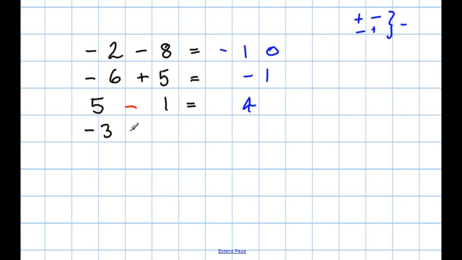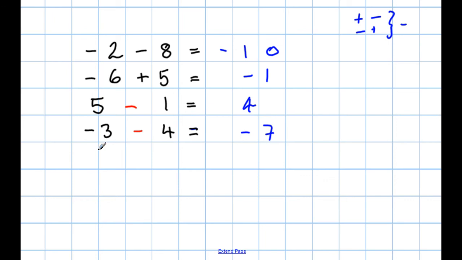Minus 3 add minus 4. Again, we've got 2 symbols with nothing in between, and we would change those to 1 symbol, and that symbol is minus. Minus 3 take away 4, you're going to make it more negative, is minus 7.